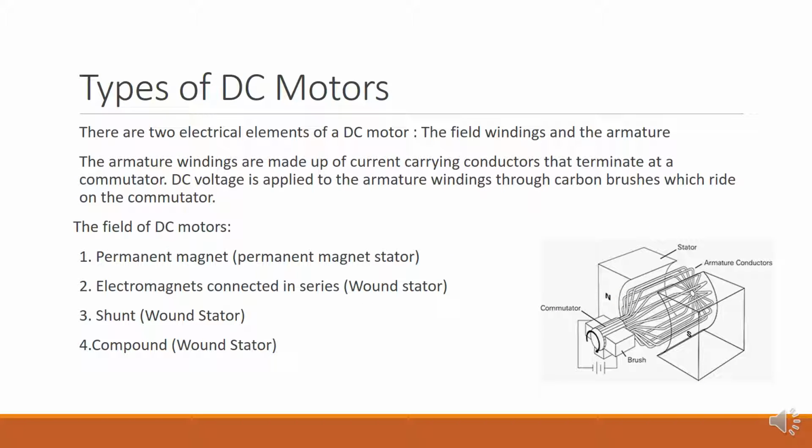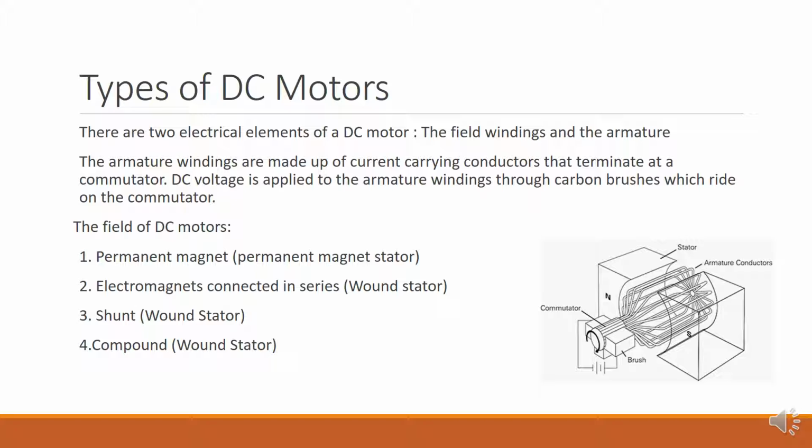There are two electrical elements of a DC motor: the field windings and the armature. The armature windings are made up of current-carrying conductors that terminate at a commutator. DC voltage is applied to the armature windings through carbon brushes which ride on the commutator.